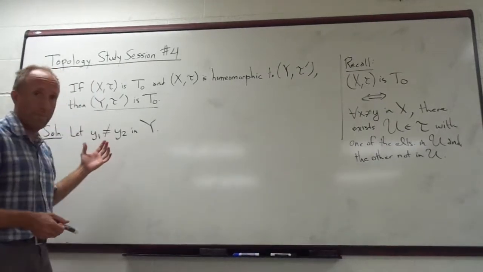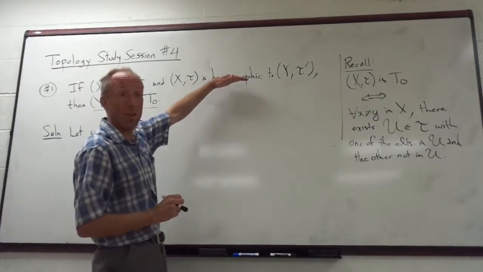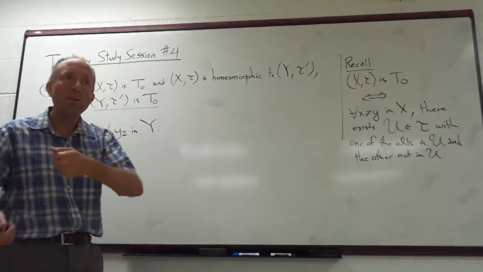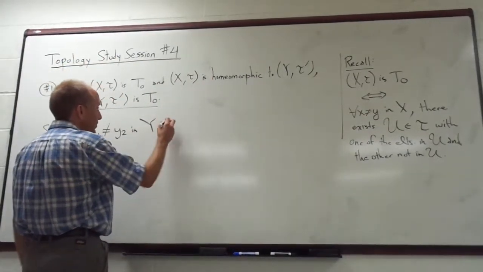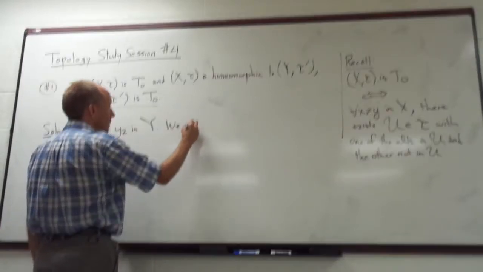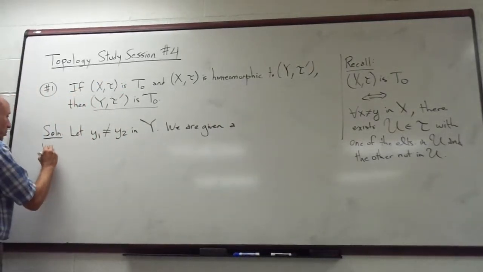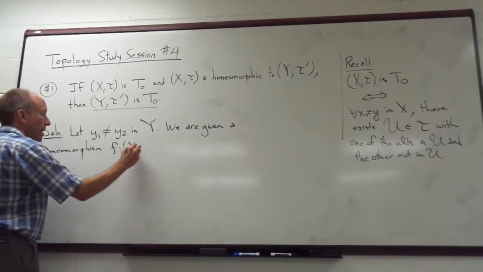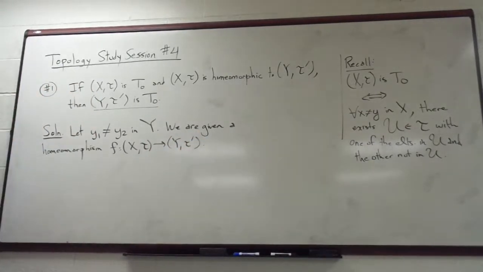So we're going to use the pre-image. A pre-image, you're talking about a function, right? So there has to be a function. Because we have a homeomorphism, there exists a function. So I think the next thing, if we're going to take advantage of what you guys are saying, is to write down the homeomorphism. So let's do that here. We are given, and we don't know the formula for the homeomorphism, but we are given a homeomorphism f that goes from (X, tau) to (Y, tau prime). So how can I now use that to come up with two distinct points of X?